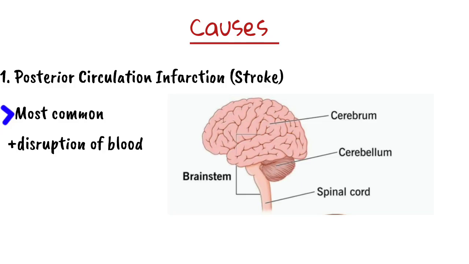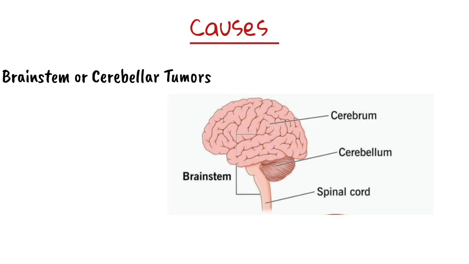Then, number two on the central causes is brainstem or cerebellar tumors. Tumors in these regions cause gradual damage to the vestibular pathways. Patients may report progressive vertigo which worsens over time. Other symptoms may include headache, unsteadiness, and signs of increased intracranial pressure, such as nausea or vomiting. The diagnosis is made using brain imaging such as CT or MRI scan to reveal the presence of the tumor and locate it.